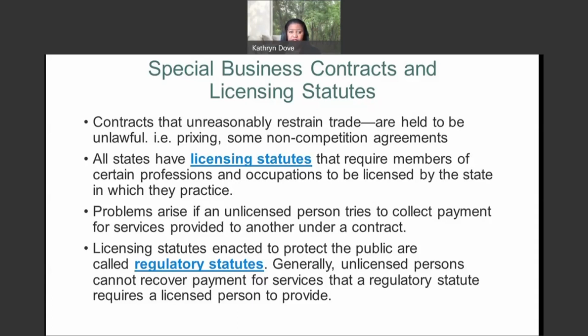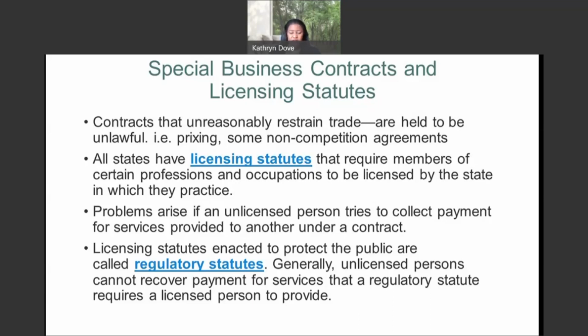Now, all states have licensing statutes that require members of certain professions and occupations to be licensed by the state. Can you think of an example? I think of a real estate agent. Most real estate agents have to be licensed. Brokers have to be licensed. Contractors, architects, some of them have to be licensed.